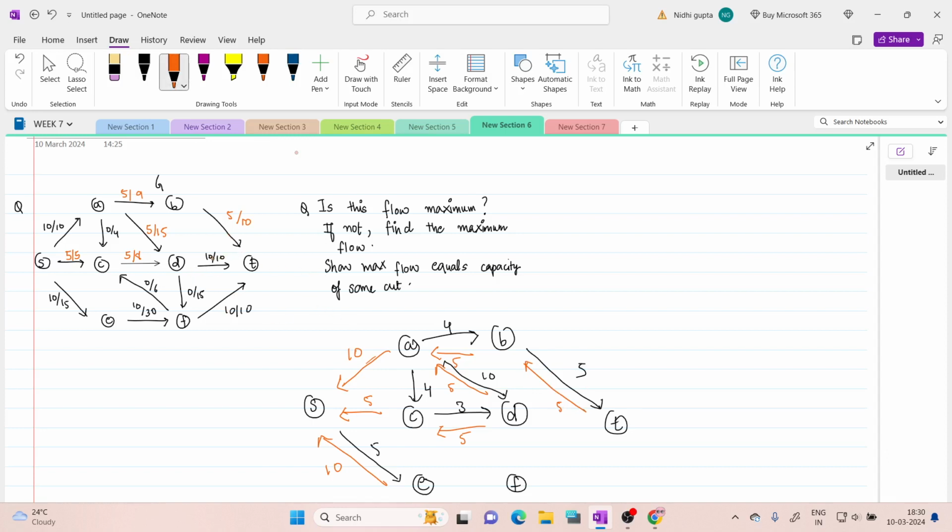For DT, since flow value is equal to the capacity, there is no forward edge. There will only be a backward edge. For FT also there will be only a backward edge. For DF, since flow value is strictly less than the capacity but it is 0, there will only be a forward edge of the difference, which is 15.